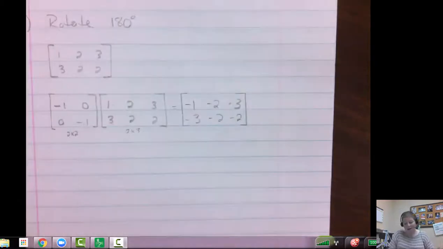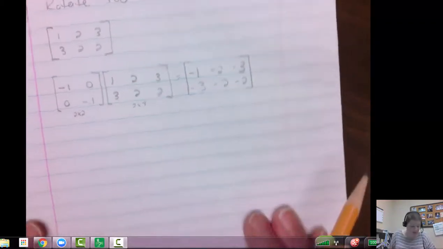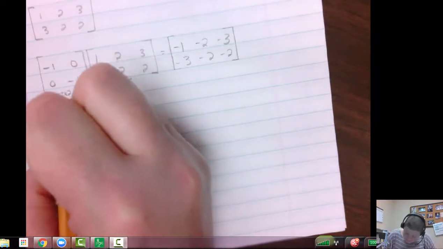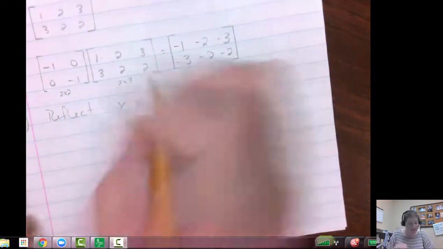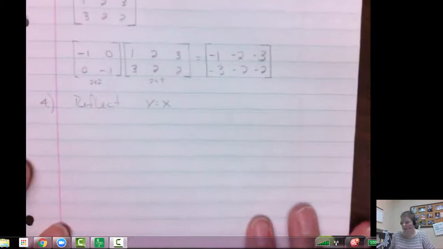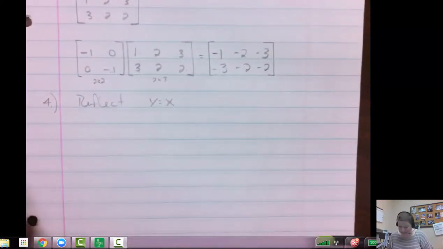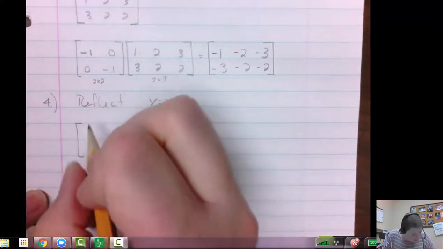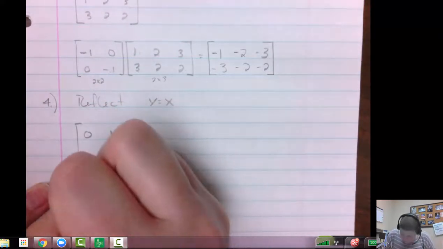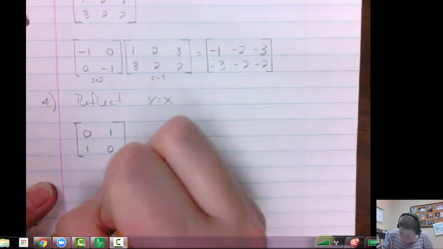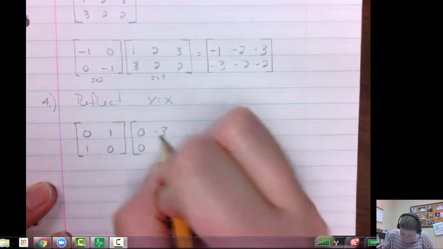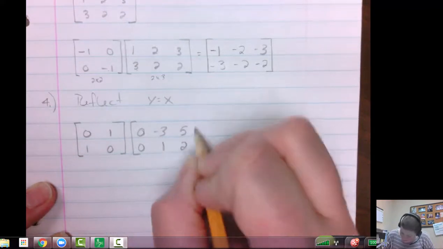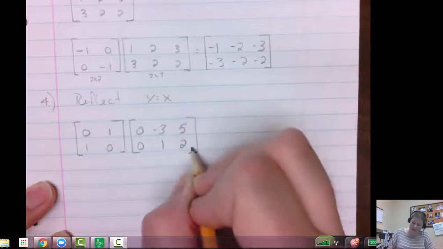Okay, and the last one, let's show one more of the reflection. Okay, so this one we're going to reflect about the y equals x line. And so I got to look up which matrix goes with that one. And that happened to have been the matrix that goes 0, 1, 1, 0. And we're going to multiply that by our points. And here's our points that we would have had: 0, 0, 3, -3, 1, 5, 2.